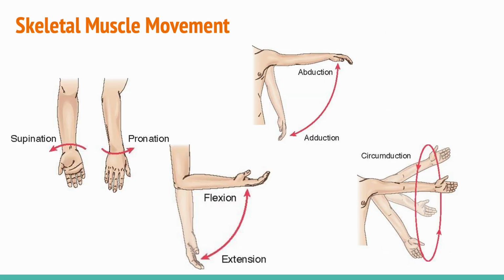Now, this diagram here shows how skeletal muscles produce movement. Movement begins in the brain, where motor neurons generate an electrical impulse. That impulse travels through the spinal cord and peripheral nerves until it reaches the neuromuscular junction. At the neuromuscular junction, the neurotransmitter acetylcholine is released. This stimulates the muscle fiber.